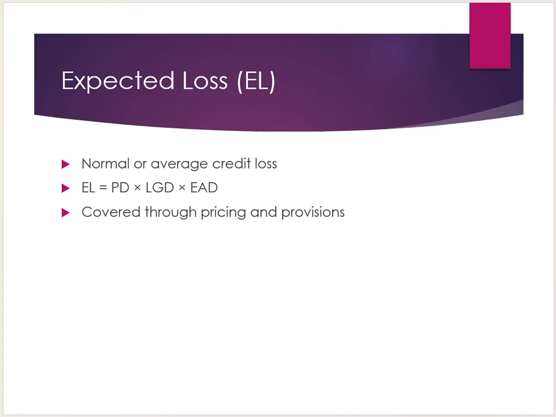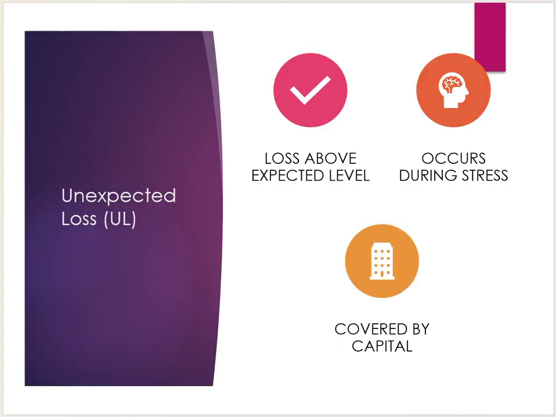But there are two types of loss a bank can bear with a loan: expected loss and unexpected loss. The unexpected loss is very complex to calculate, and it is the loss above the expected loss. It occurs during stress scenarios. Whenever there is stress, the bank will incur the unexpected loss, and it is very difficult to calculate. This kind of loss the bank will cover by capital.